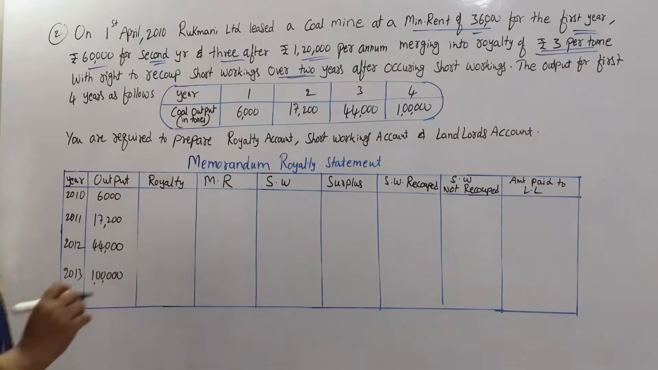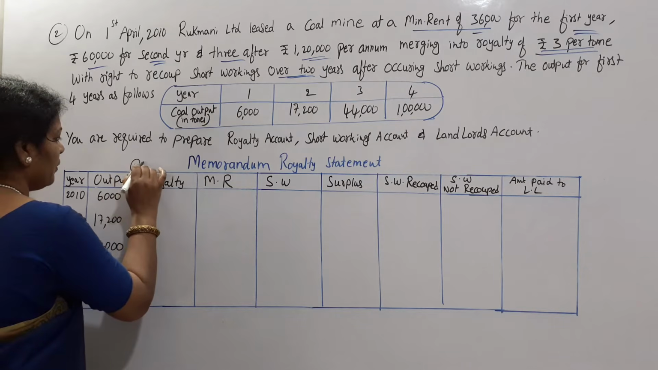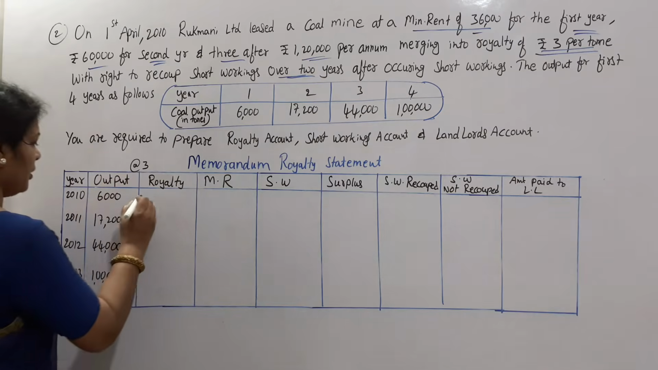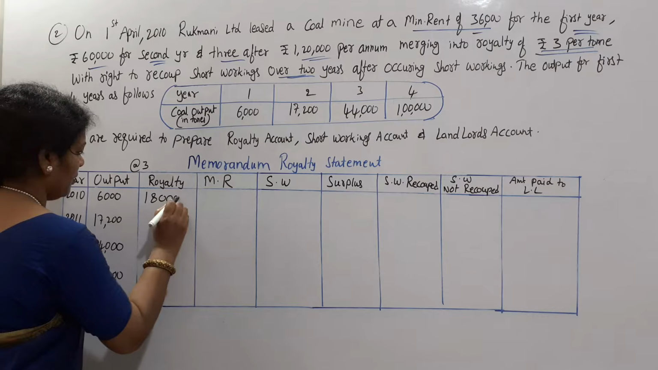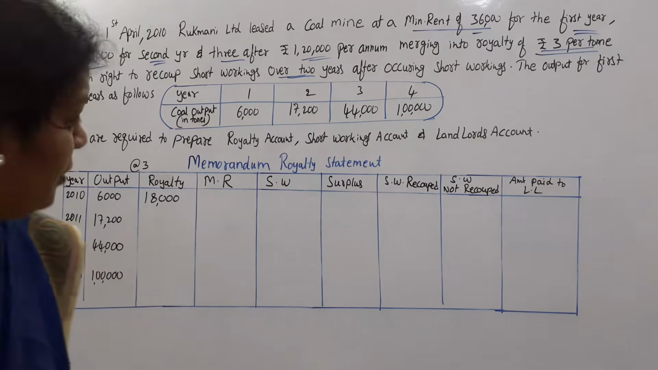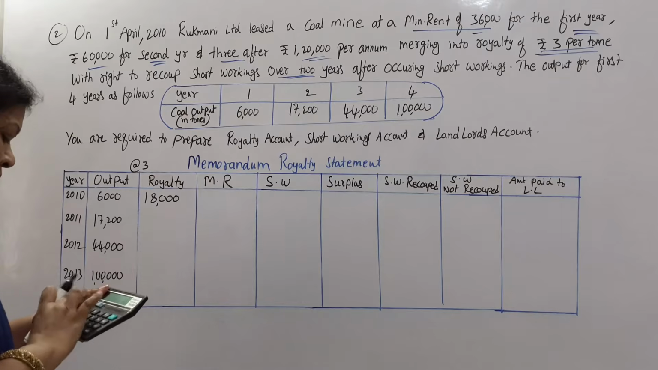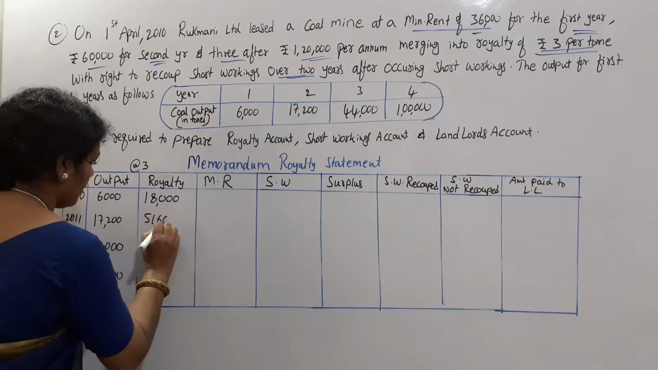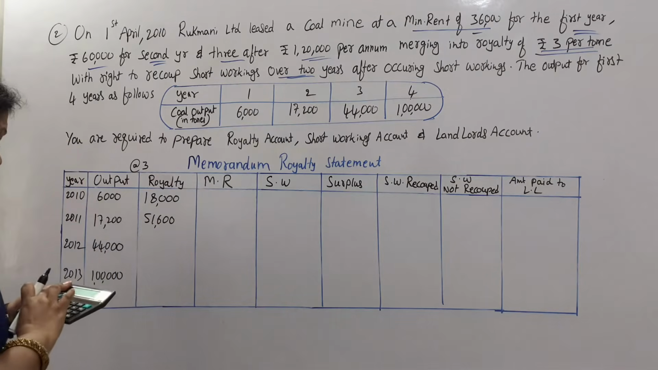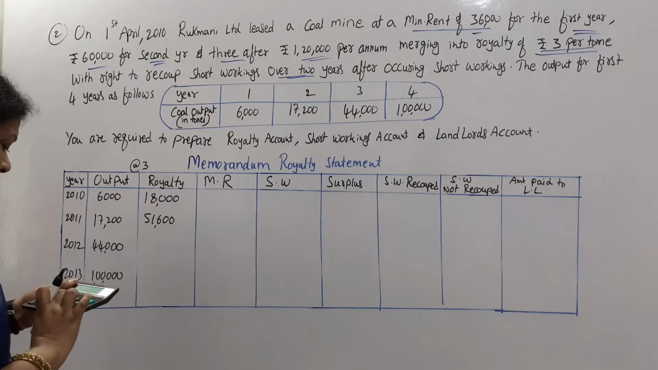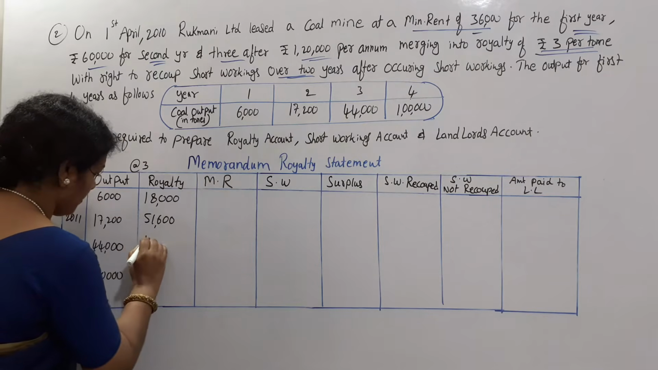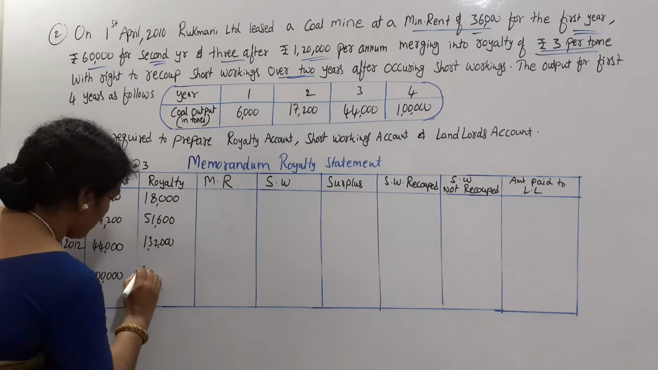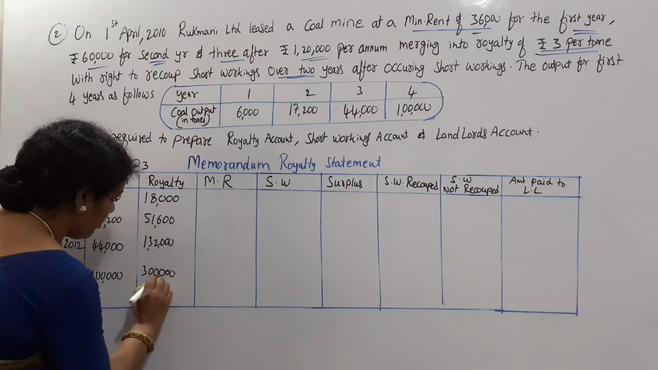Royalty is output at the rate of 3 rupees per ton. 6,000 into 3 is 18,000. 17,200 into 3 is 51,600. 44,000 into 3 is 1,32,000. And 1 lakh into 3 is 3 lakh. So like that you get the royalty.